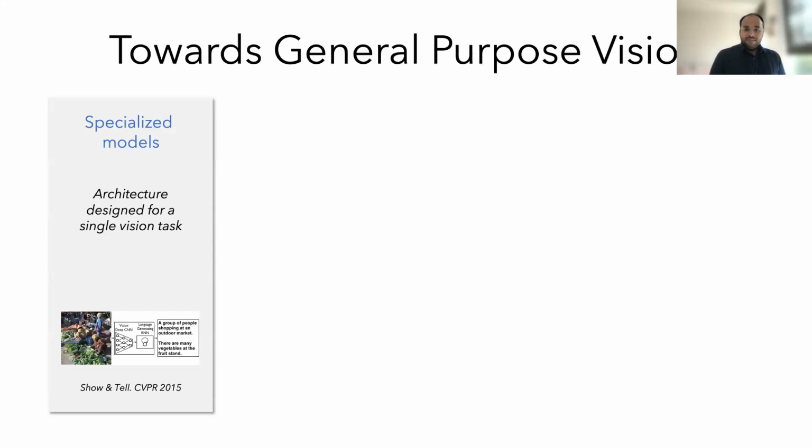But these general purpose systems have been in the making for quite some time now. And a lot of it could be traced back to early vision language systems. So around 2014, 15, we started having specialized systems that could produce captions or answer questions about images. And these architectures were very specialized to that particular task. The training data was very specialized to the particular task.